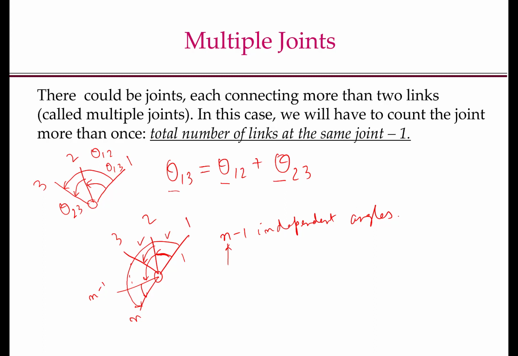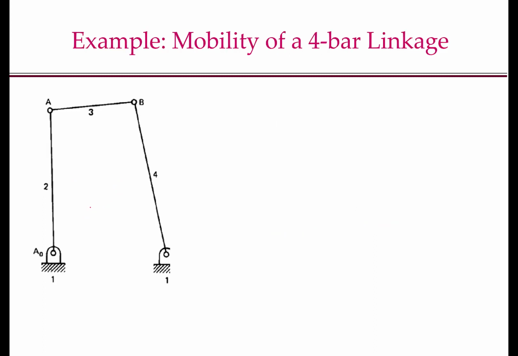Whenever you have more than 2 links connected at the same joint, which is called a multiple joint, the degree of freedom that you count there is the total number of links minus 1. Now let's go through some examples. So we'll start with the 4-bar example. First, we will use an intuitive approach to compute the degrees of freedom of this 4-bar mechanism, and then we will use Gruebler's equation, and you will see that they match.